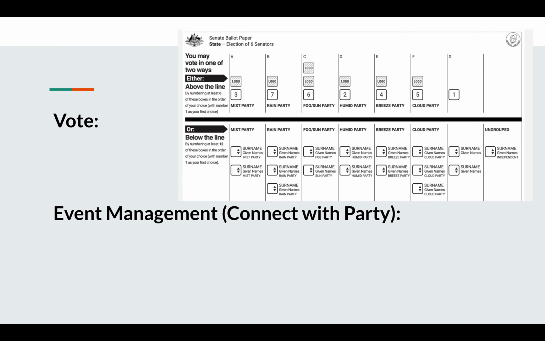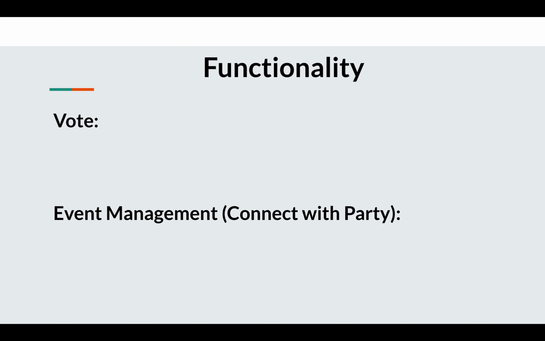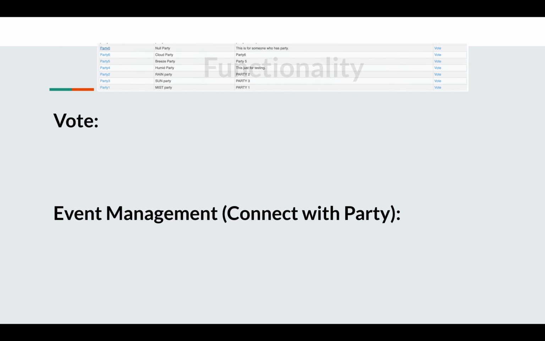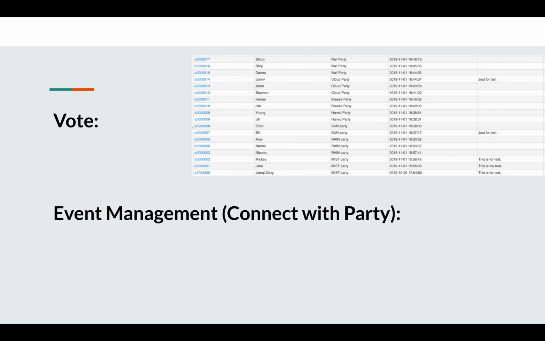In terms of vote, we reference the official websites of the Australian government. Like the picture shows, we can see there are 2 ways to vote, including above the line and below the line. As a result, we set 2 ways to vote as well. We set the users can vote for candidate and party. We can see this is for the party one, and this is for the candidate one.